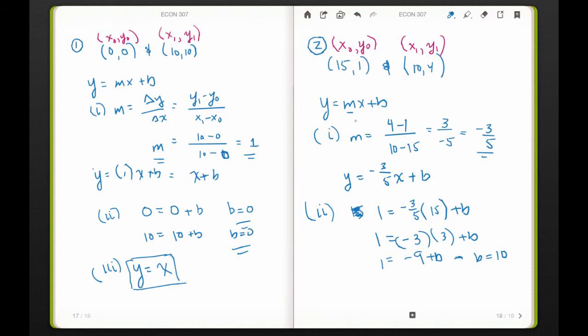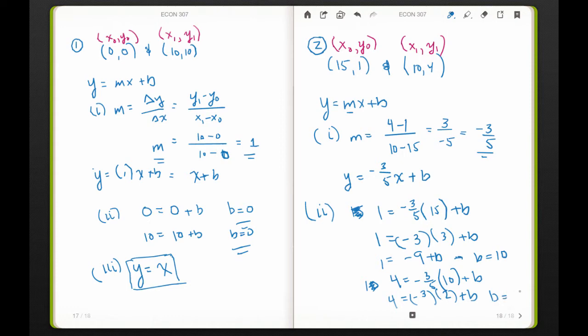We can double check by using the other ordered pair. So we could have said 4 is equal to negative 3/5 times what? Well, we know that if y is 4, x is 10. We're given this information, plus b. So when we solve this out, we get 4 is equal to negative 3 times 2 plus b, and we can solve this out, and we're going to get the same thing.